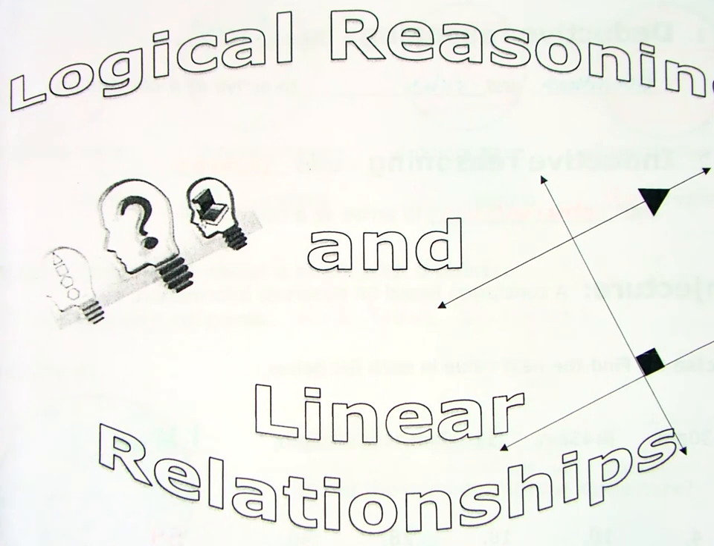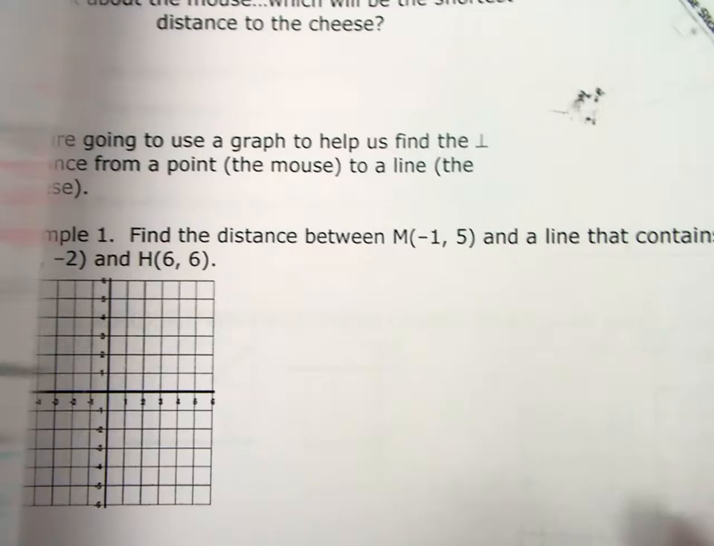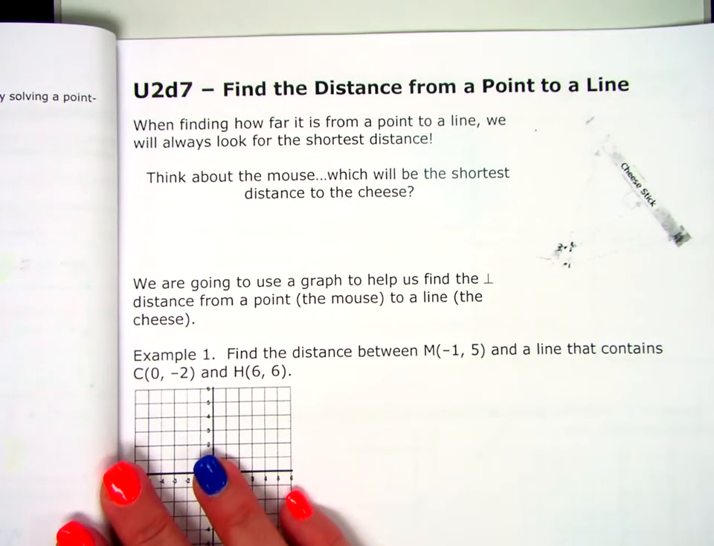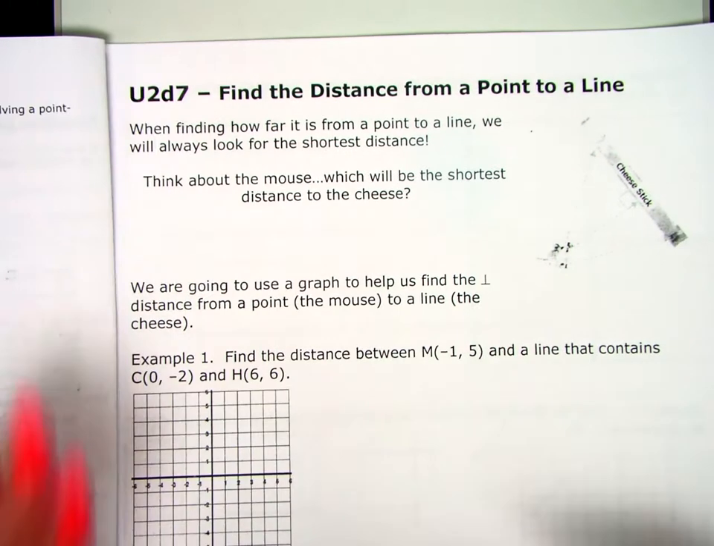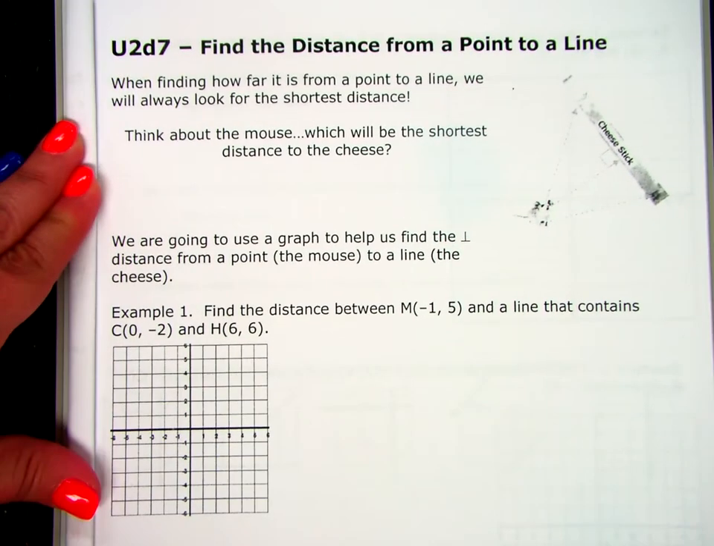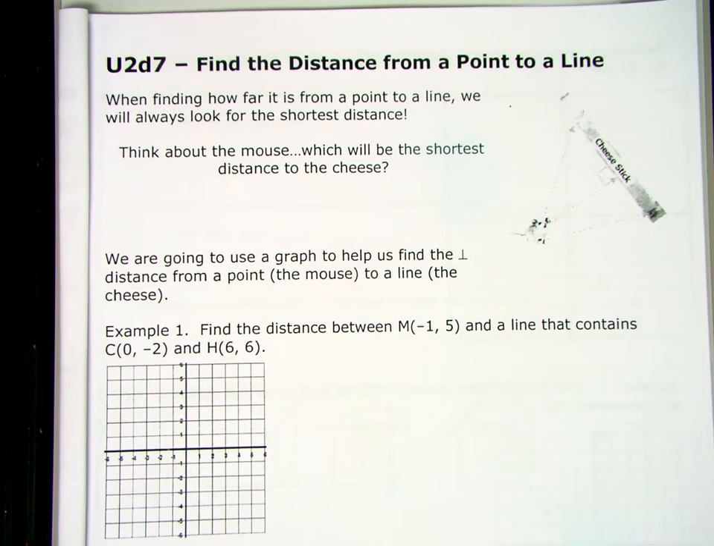So today we're going to be looking at distance from a point to a line. For our notes, we are still in Unit 2. We are on day 7. Finding the distance from a point to a line is what we're going to be doing. So when we're finding the distance from a point to a line, we always want to find the shortest distance.